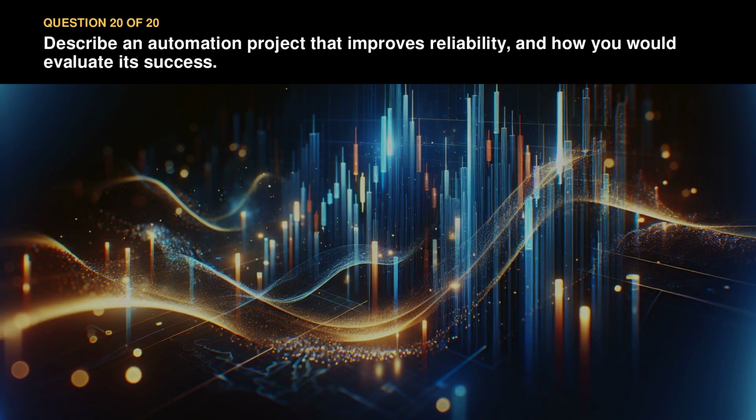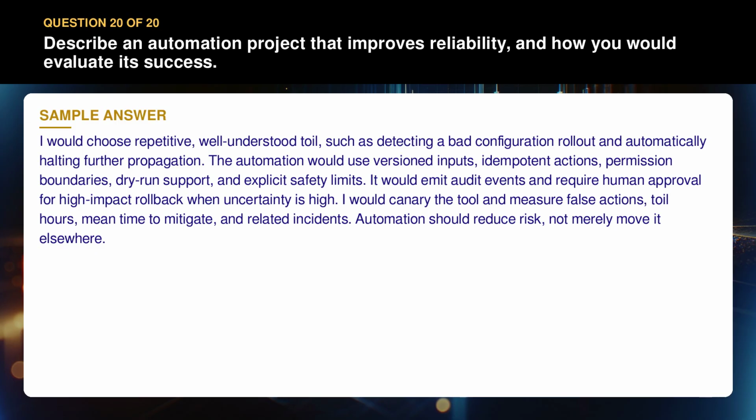Question 20. Describe an automation project that improves reliability, and how you would evaluate its success. I would choose repetitive, well-understood toil, such as detecting a bad configuration rollout and automatically halting further propagation. The automation would use versioned inputs, idempotent actions, permission boundaries, dry run support, and explicit safety limits. It would emit audit events and require human approval for high-impact rollback when uncertainty is high.